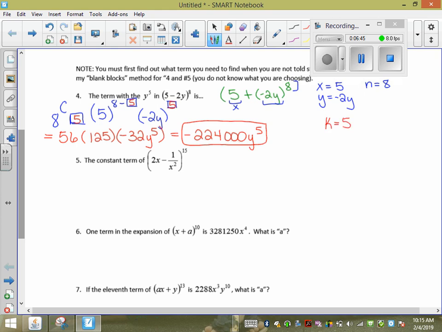So if k equals 5, remember, if you can't remember if it's less or more, think about it. Term 1, k has to equal 0. So k is 1 less than the term, correct? So if I have k equals 5, then this is actually term 6.